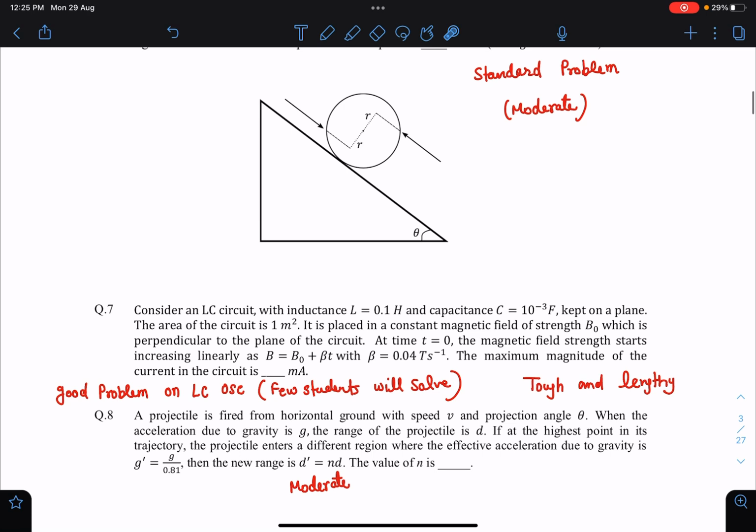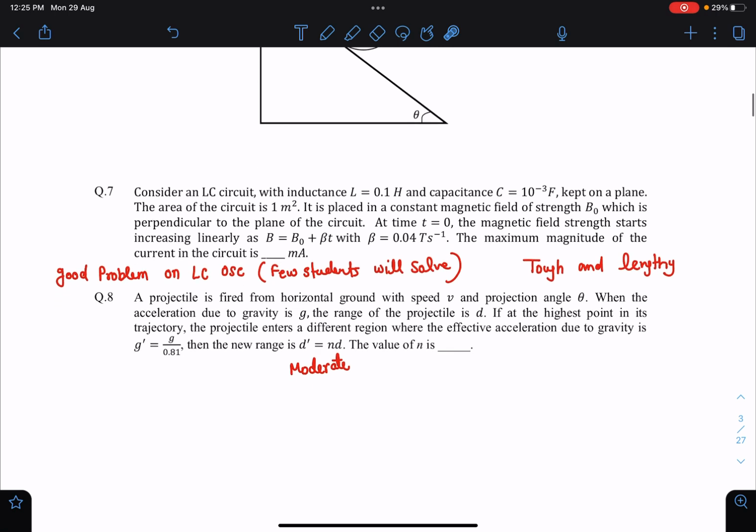Similarly, this is a good problem, like LC oscillation with a battery kind of situation. If you don't know the result, then it is tough, and it's lengthy also. I feel many people won't know the result for this problem. So this is like LC oscillations with a battery.